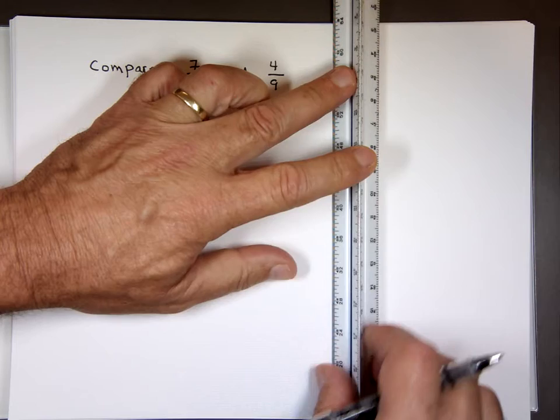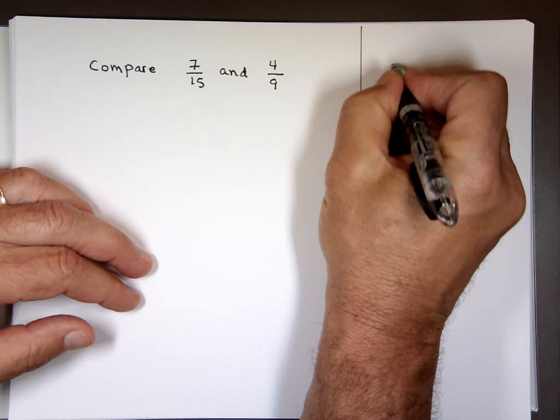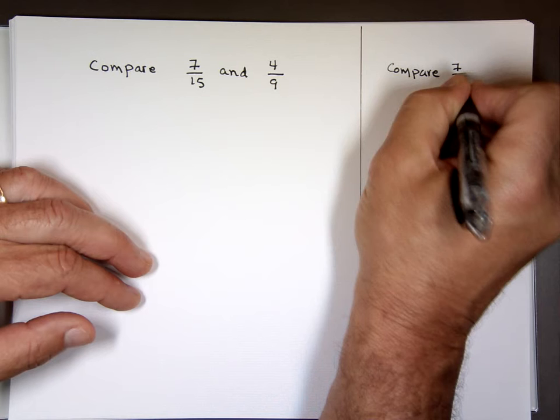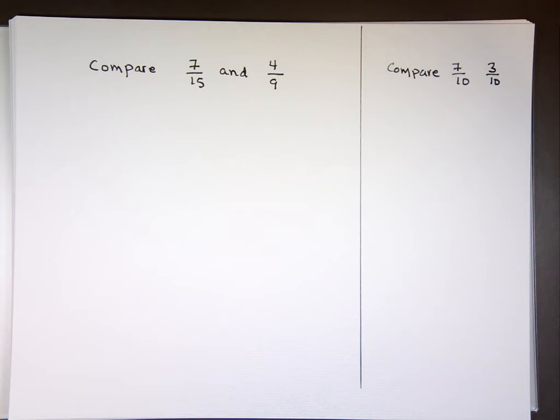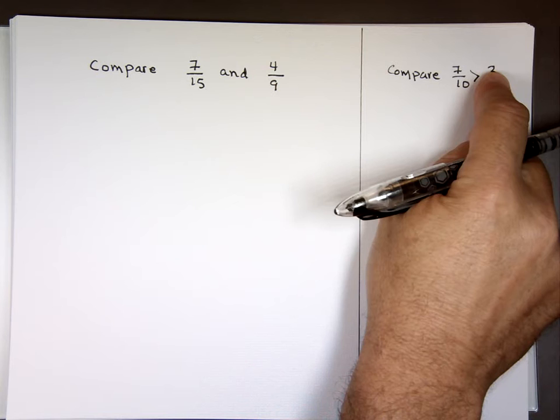And if I go compare 7 over 10 and 3 over 10, can you look at them and tell me which one is bigger, which one's smaller? Which one's bigger? 7 over 10. Why? Because the bottom is the same. If the top is bigger than the top of the other, the whole fraction is bigger. If the top of this one is less than the top of this, the whole thing is less. You can only compare them if they have the same number on the bottom.